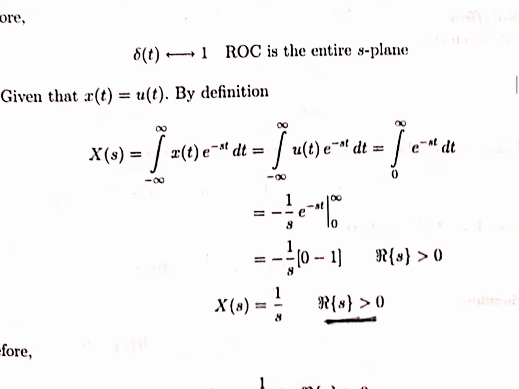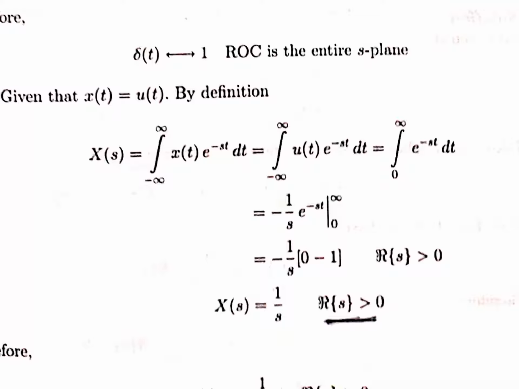The Laplace transform of the u(t) function: put the value of x(t) as u(t), take the limits from 0 to infinity, and on solving you will get 1 upon s. The Laplace transform exists for the real part of s greater than 0.